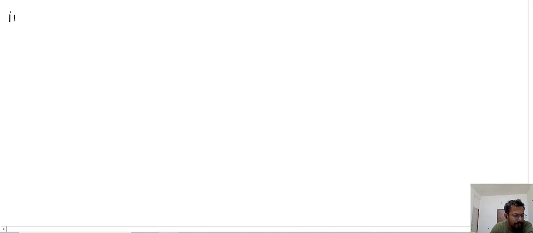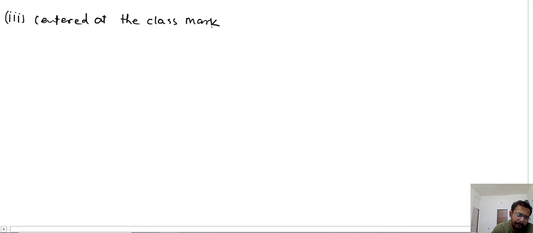Okay, let's move to the third question. In the third question, so simple. While computing the mean of grouped data, we assume that frequencies are always centered at the class mark of the classes. It's in your theory of means, so it's so simple. Let's move to the fourth one.